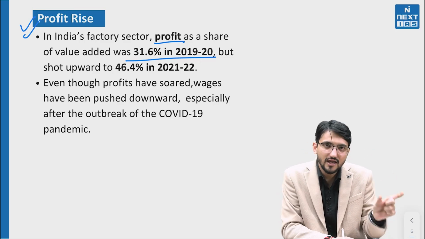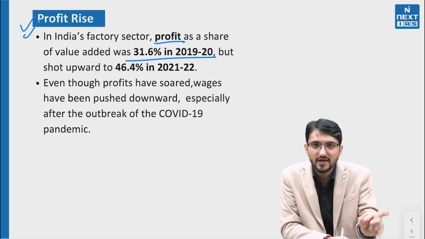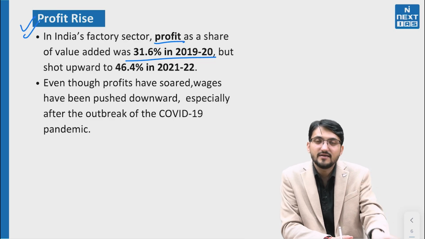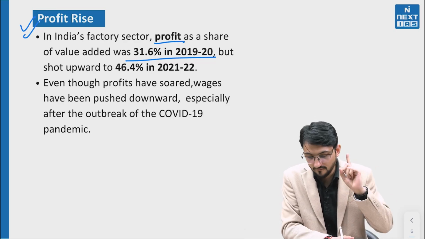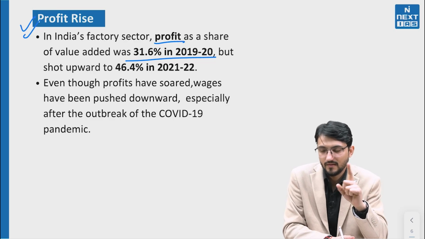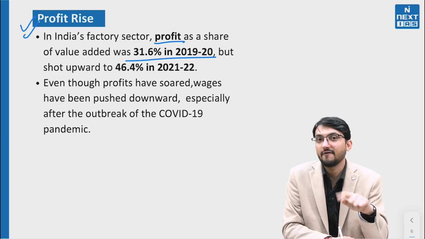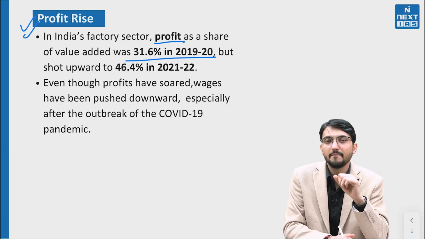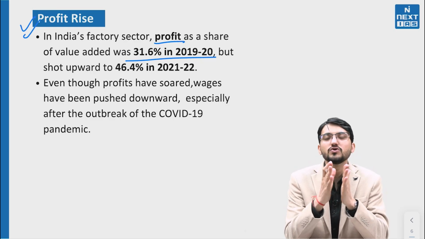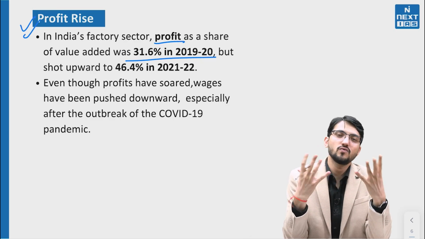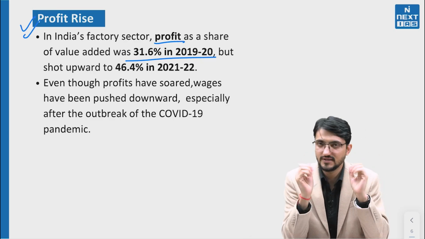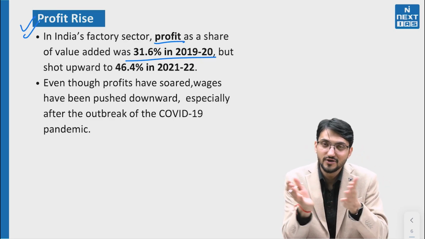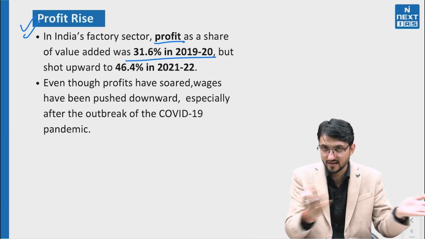So whatever value addition the labor has given, the percentage share of profit from that was 31% in 2019-20, and after the pandemic, this has become 46%. Do you know why? Because after the pandemic, using the logic that there is a downturn in the economy, they have reduced the wages. They have not increased the wages. Inflation has been there, so their wages have become very low otherwise.